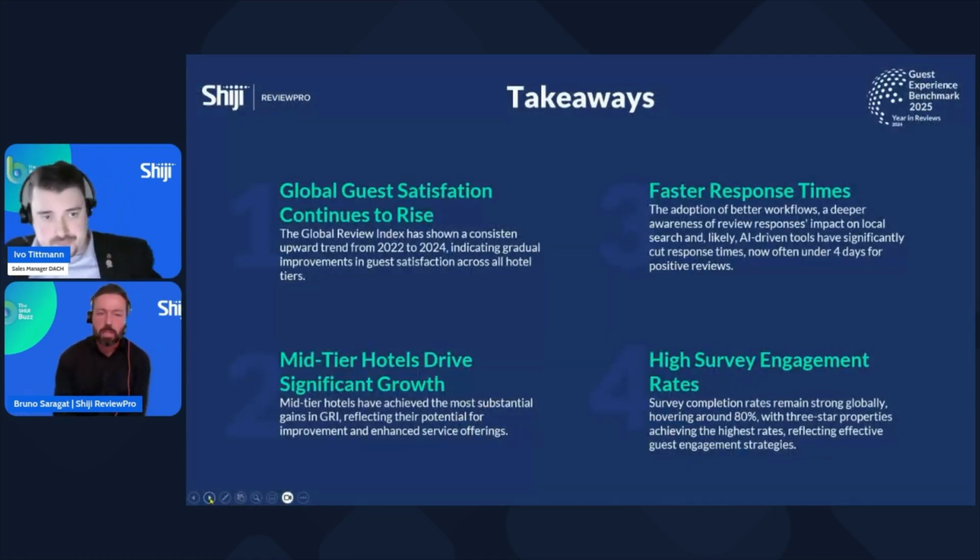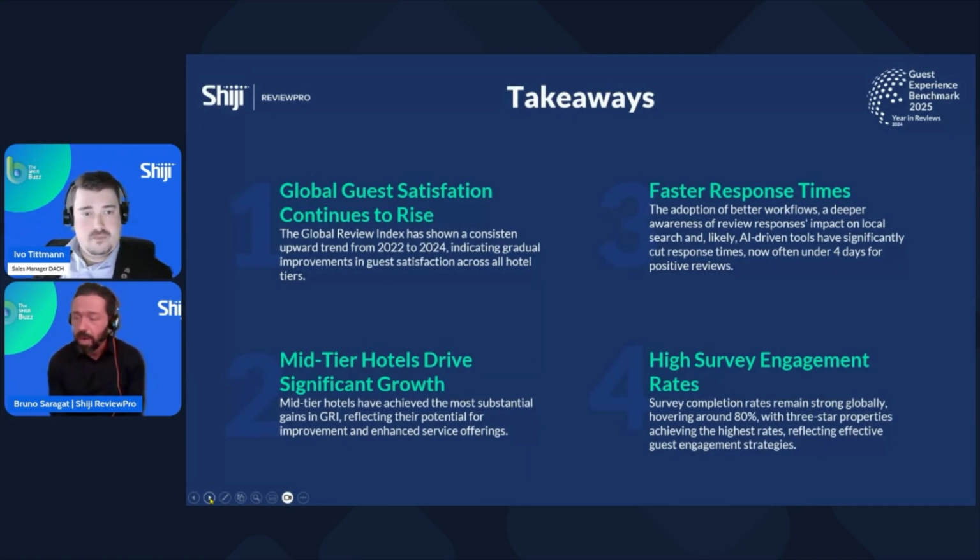The first thing is that global guest satisfaction, as we said, is continuing to rise, though there are differences in terms of star category, because probably the 5-star category is slowing down more than the 3 and the 4-star. Then again, that ties very well with point number 2.